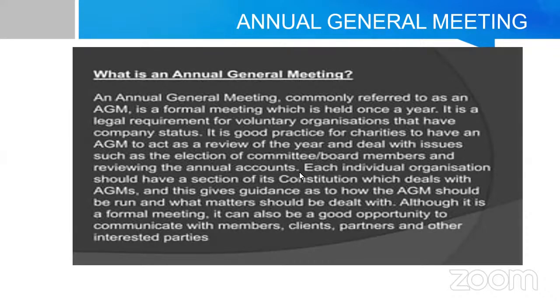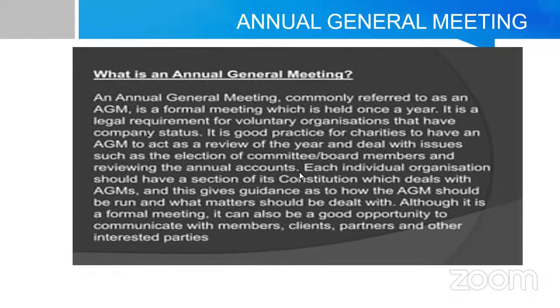So they can discuss any matter which is relating to the conduct of the affairs of the company during the annual general meeting. And an extraordinary general meeting can be defined again as a meeting of the shareholders which is not an annual general meeting. So there are two types of general meeting: one is the annual general meeting and the other one is the extraordinary general meeting.